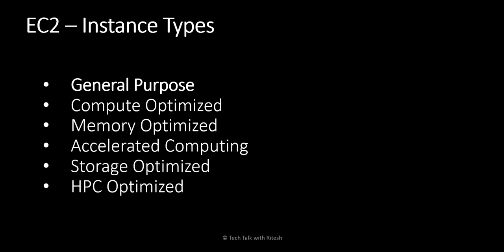So for example, we have one application which is more oriented towards using more memory, which is going to utilize more memory. So maybe we should select the memory optimized one. If it is a generic application, a web service, a web application, then general purpose can be utilized. So there are multiple use cases.